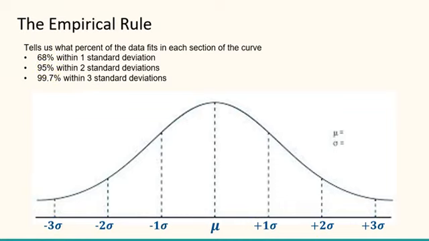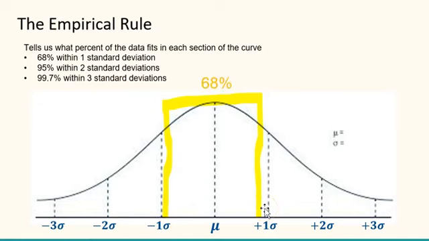68% fall within 1 standard deviation, 95% within 2, and then 99.7% within 3. What that means is from 1 standard deviation below to 1 standard deviation above, that area is 68% of the data. So whatever our data is, 68% of it is going to fall in these two sections. Because the curve is symmetrical, the mean is going to cut this section exactly in half. So each piece is going to be 34%. 68 divided by 2 would be 34.